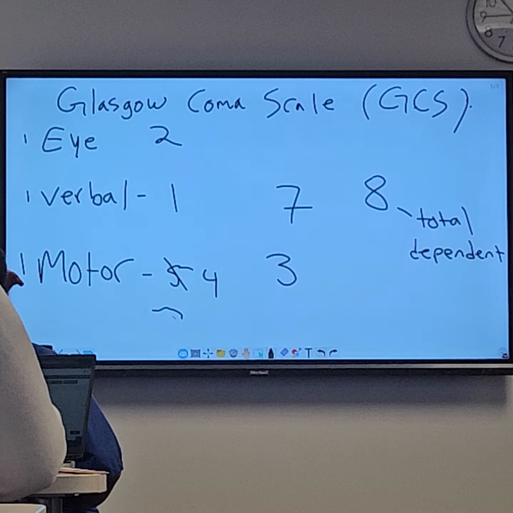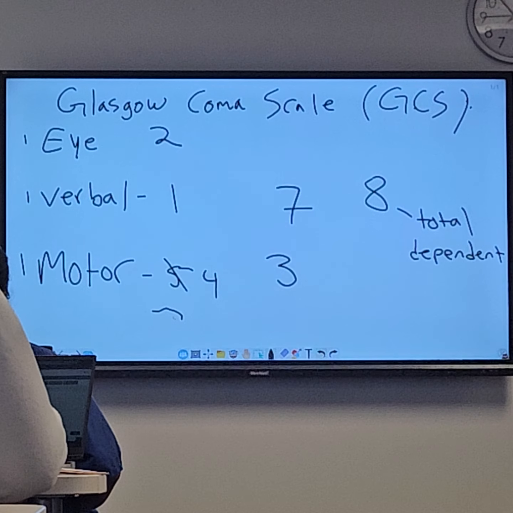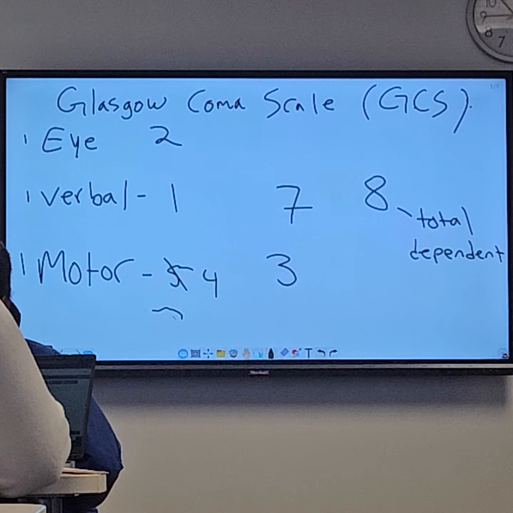Once they're 8 and below, it's difficult. From 10 and up, there's a lot of hope for recovery. They just might be confused.